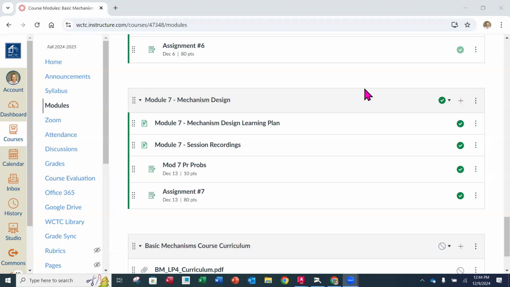Okay, so we're going to be looking at Module 7. Module 7 is our last module in this course, and it's dedicated to mechanism design. Up until this point, we've really been given a diagram and all the dimensions on it. Now we're going to, if you would, reverse engineer.